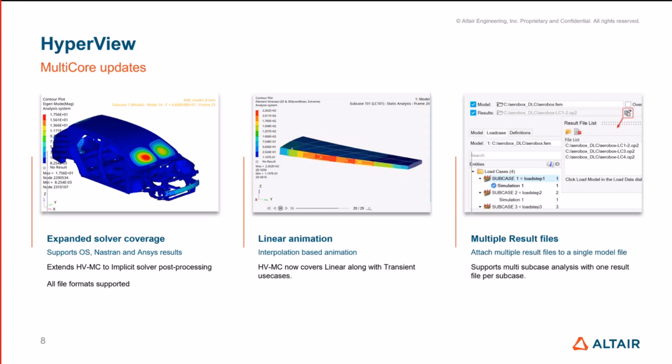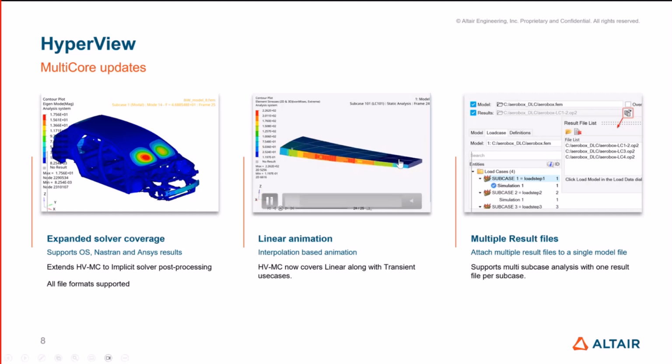And next item is we are able to handle now multiple result files in HyperView multi-core. So that means you can attach multiple result files to a single model file. This is typically required in many customer use cases where they may have a multi subcase analysis, and for file size reasons they may be outputting one result file per subcase. So in this case, you're able to load a model file and you're able to attach all the result files coming from the various subcases into a single window.